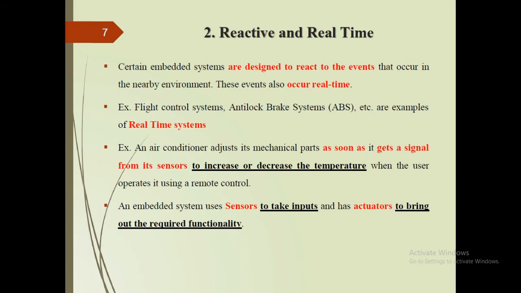Reactive and real time. Certain embedded systems are designed to react to events that occur in the nearby environment. That event also occurs in real time. Example, flight control systems and anti-lock braking systems are examples of real time systems. An air conditioner adjusts its mechanical part as soon as it gets a signal from sensors to increase or decrease the temperature when the user operates it using a remote control. An embedded system uses sensors to take input and has actuators to bring out the required functionality.